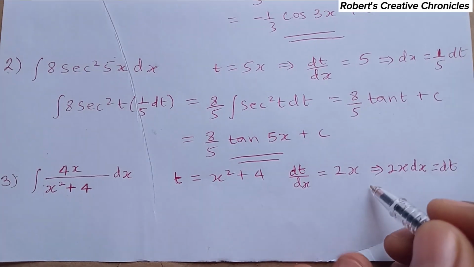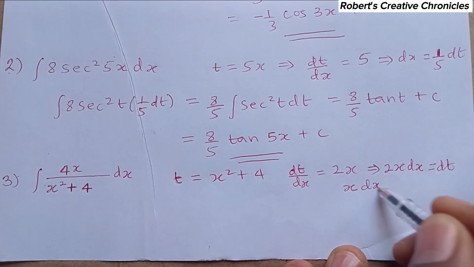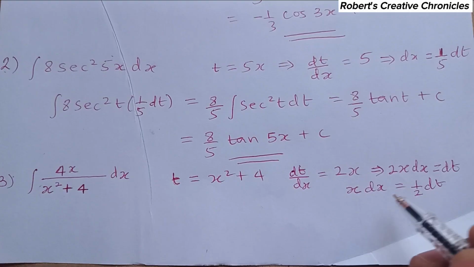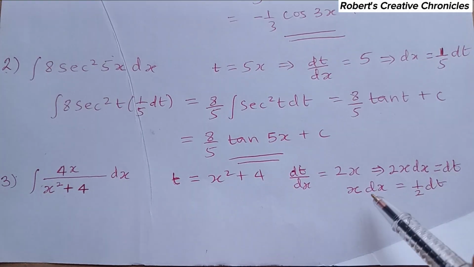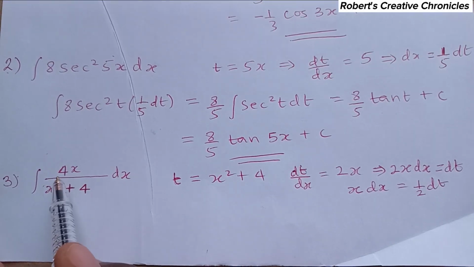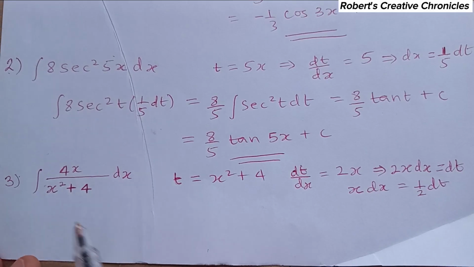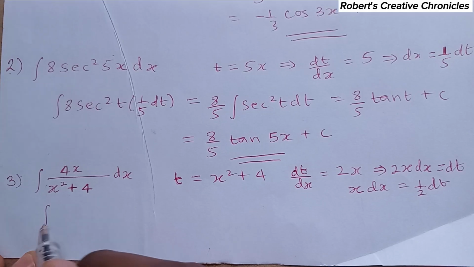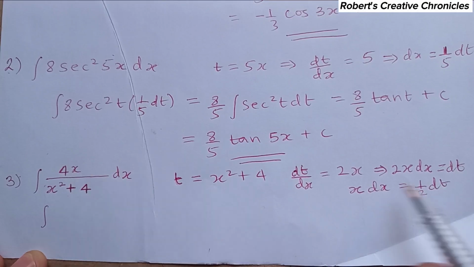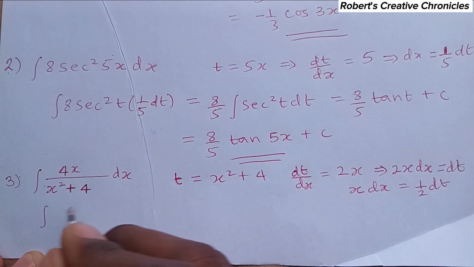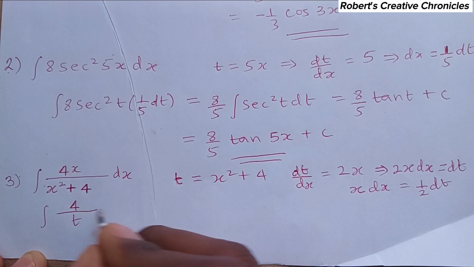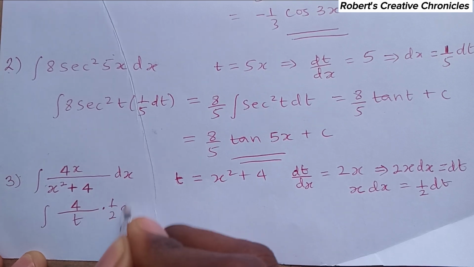So now x dx will be equal to 1 over 2 dt. So we have made x dx the subject of the formula. Now in this function, we have successfully cancelled x. So now we can substitute t here. What will represent x dx is half dt. So it will be 4 over t, since this one is t, then times half dt.